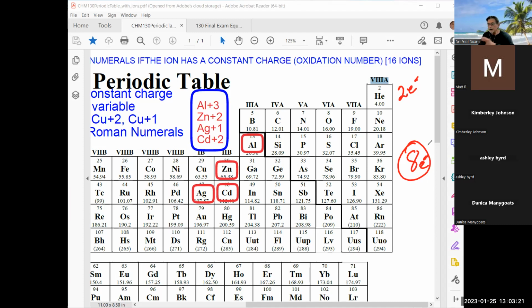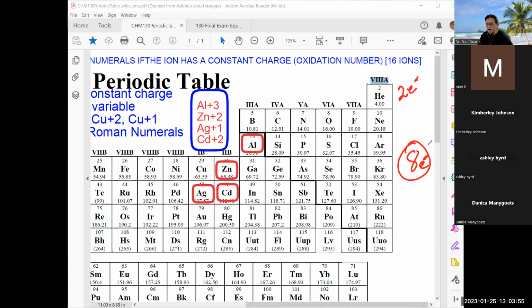We're going to learn that all the other elements want to obtain that 8 electron configuration around their outermost shell. And depending on where that element is on the periodic table, it's either going to gain electrons to get that magical 8, or it's going to lose electrons to obtain that magical 8. And in the process of gaining and losing electrons, they end up with a new charge.